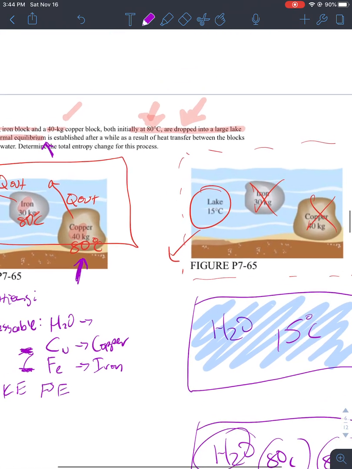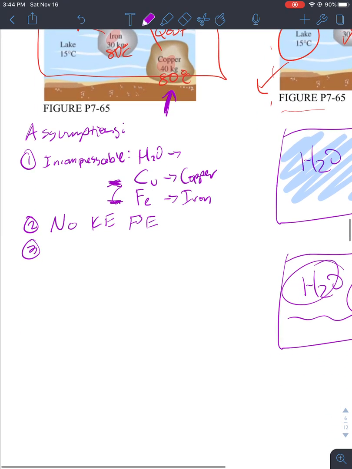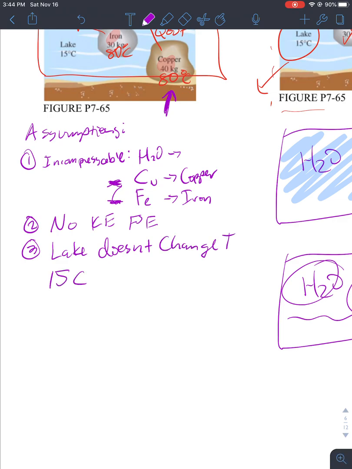Assumption number 3: the lake is an infinite reservoir that doesn't change temperature. The lake doesn't change temperature. That's all you need to say. It stays at 15 C.